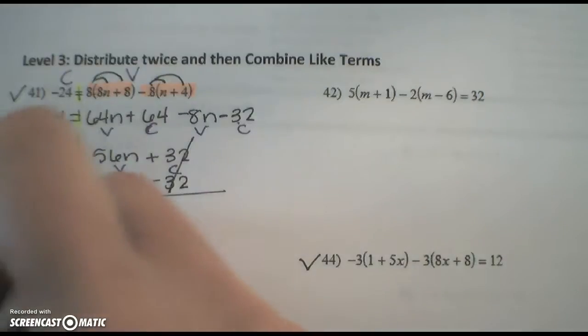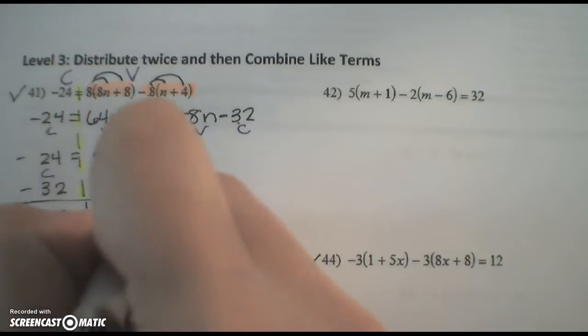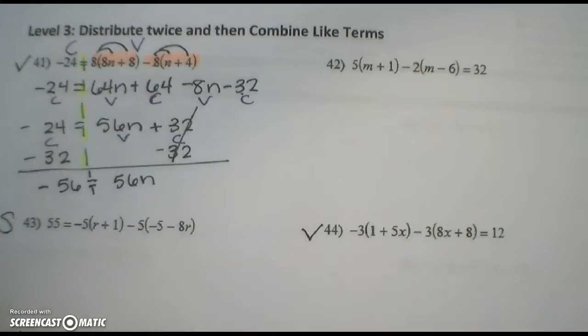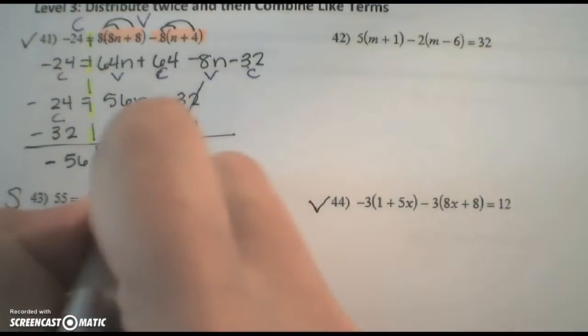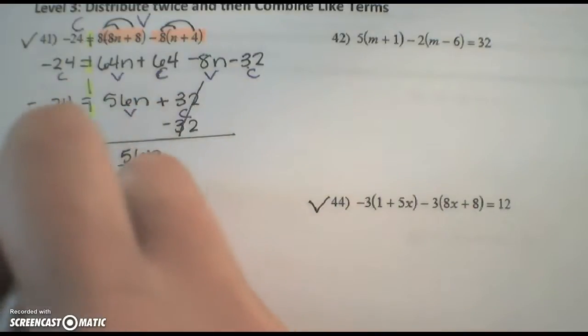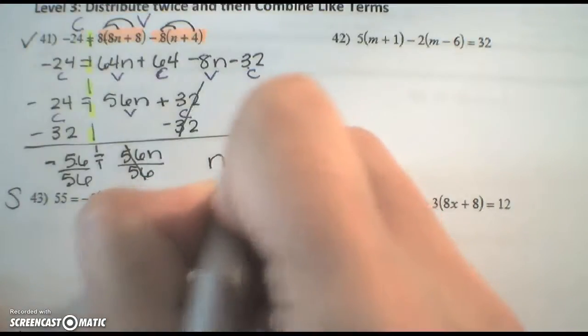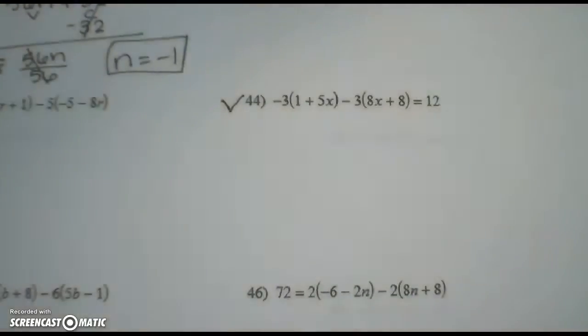And we get negative 56, 56n. And now that we've got our variable on one side and our constant on the other, we're going to divide. And negative 56 divided by 56 is negative 1. Okay, if you think you've got it, number 44 is waiting for you. Otherwise, let's take a look together.